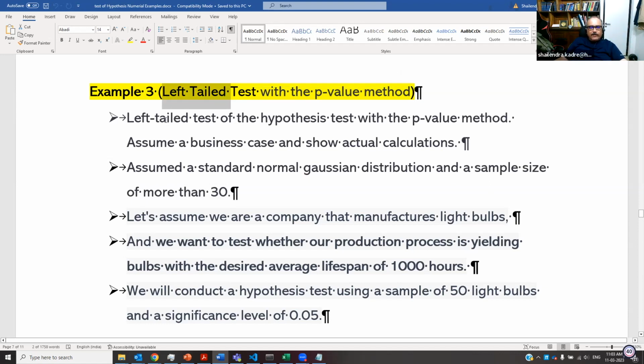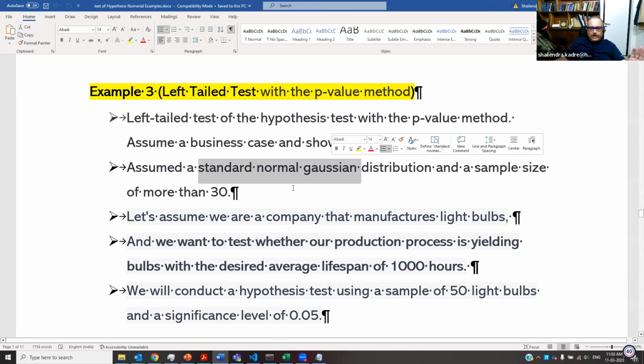In the interest of time, I'll jump into the problem. We are doing a left tail test using the p-value method, our number of samples is more than 30, and we are using a standard normal distribution. There is no change in the method from what we did last time. The method is the same, just that it goes from a two-tail test to a left tail test. Let us see how to deal with that.